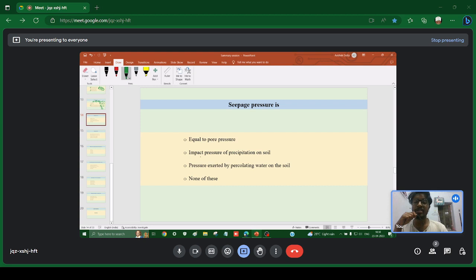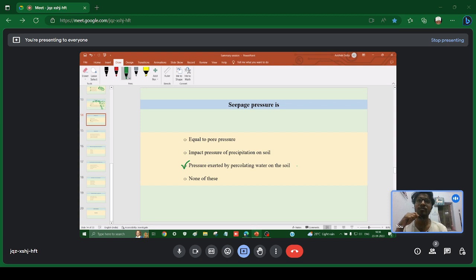Now, impact pressure of precipitation on soil, obviously not, because when it rains, the impact of rainwater on soil is not called seepage pressure. Seepage is a particular phenomenon of the behavior of water in soil. So it is obviously the third answer, pressure exerted by percolating water on the soil. When water is percolating in an upward direction and this pressure becomes equal to the effective stress, as I mentioned previously, the quicksand condition occurs.